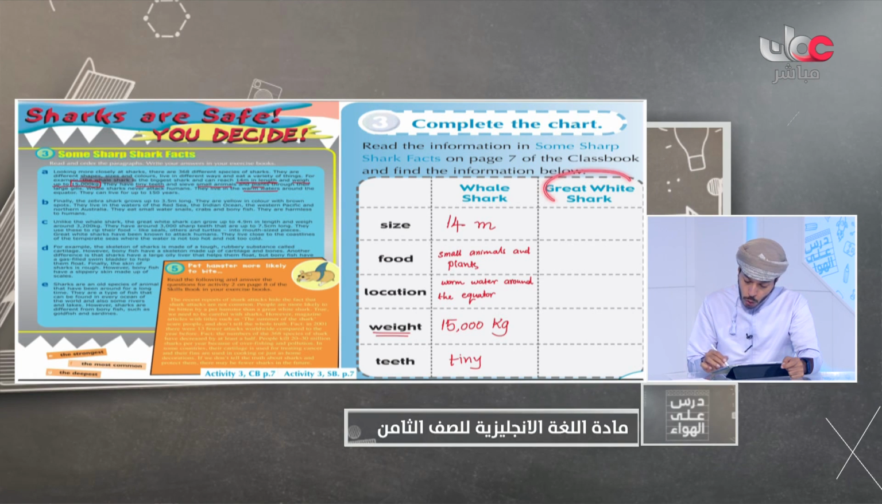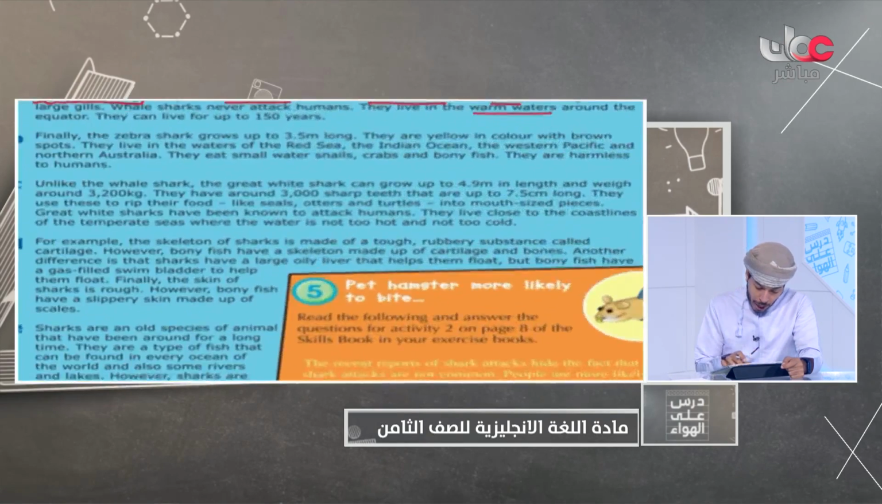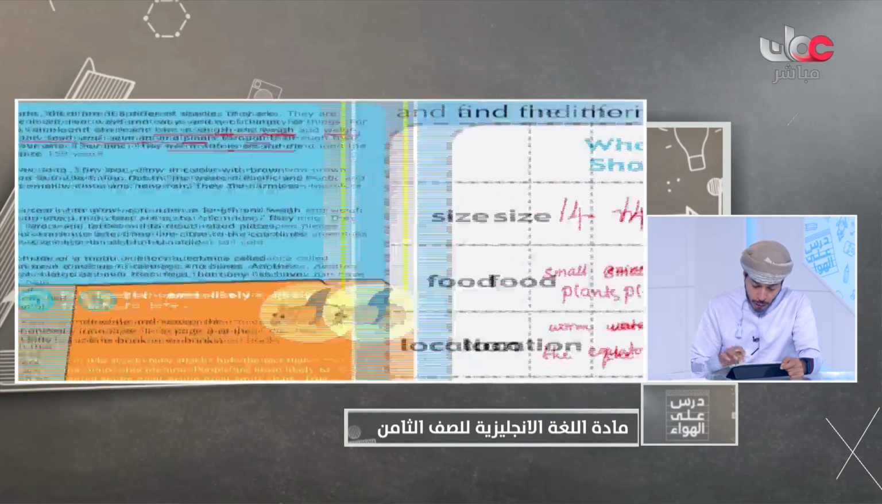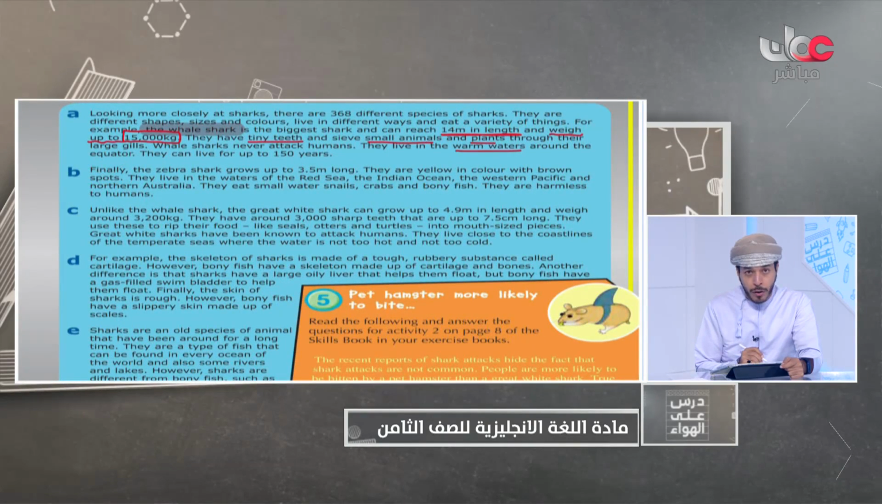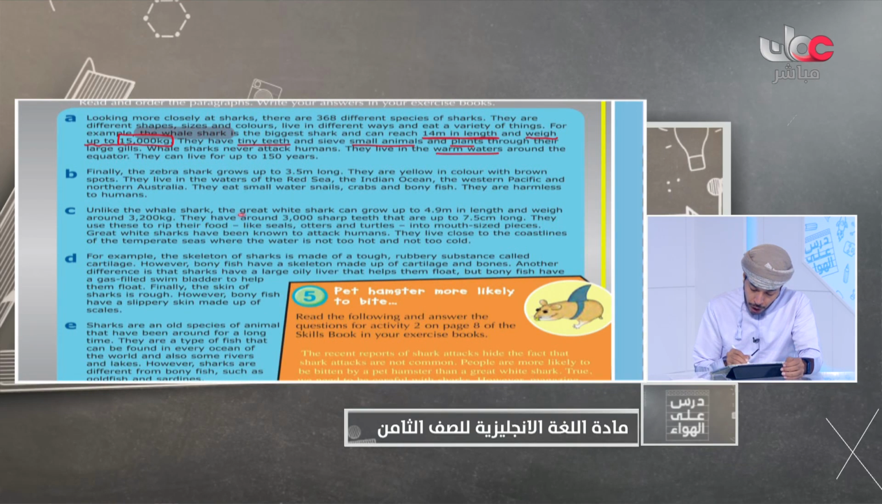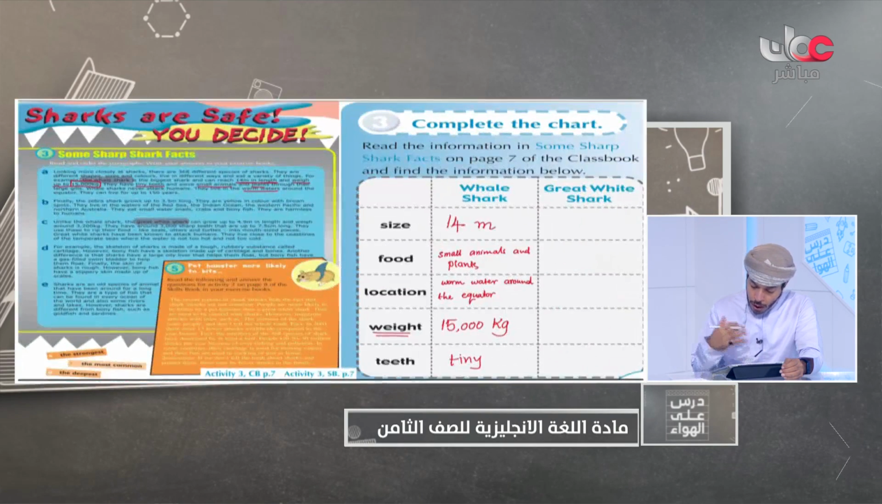Then let's move on to talk about the great white shark, which is the second type of shark. Let's look at paragraph B. The zebra shark grows up to 3.5 long. Do we talk about the great white shark? Of course not. So this paragraph is not important for us. But here we are going to talk about, unlike the whale shark, the great white shark, which is this one. Good? So we are going to focus on this paragraph. Good, guys? And we will try to find out different information about it.